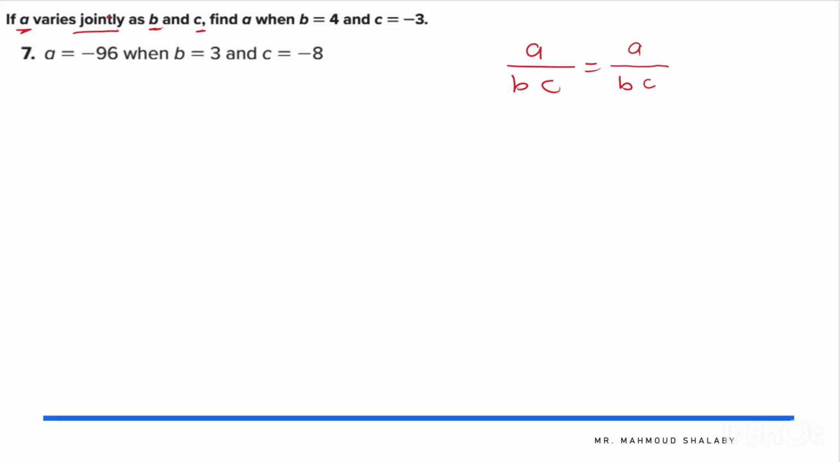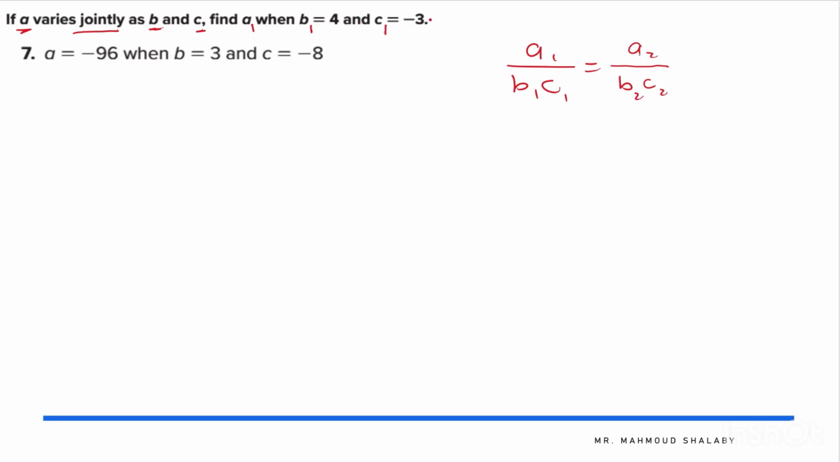And as it's a joint variation, it will be 1 and 2. They must be similar on both sides. So all are similar on each side: A1 over B1 C1 equals A2 over B2 C2. This is the rule I will use here in the question. So the remaining part is to decide what are the 1 and 2 values that we will use here. So in the first statement, find A. I will put here 1 when B equals 4, C equals -3.